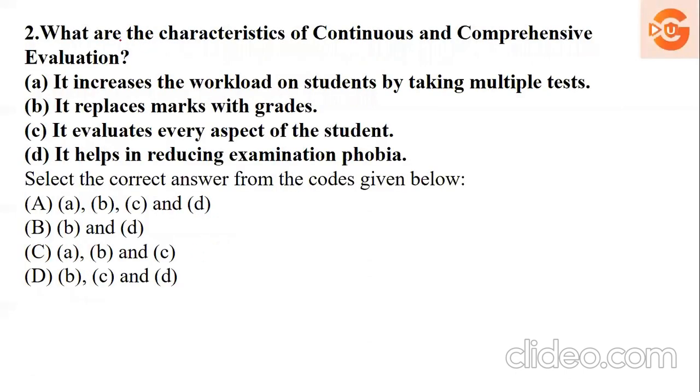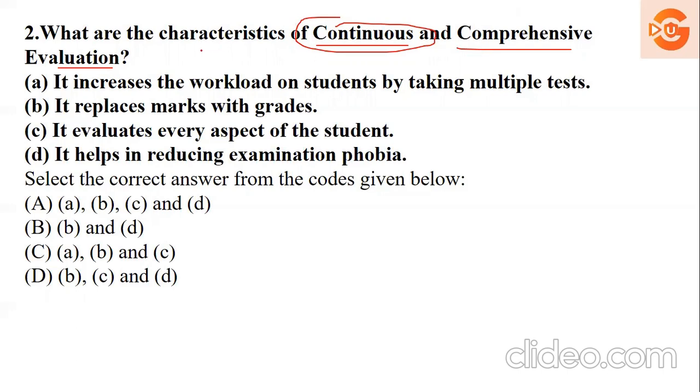Next question is about what the characteristics of continuous and comprehensive evaluation are. Continuous and comprehensive evaluation is nothing but the process of school-based assessment, which was directed with the help of the Right to Education Act 2009. Continuous means the growth and development of a child. Comprehensive means which considers the overall development of a child. It does not focus on only one aspect. It considers all aspects and goes with the overall development of a child.